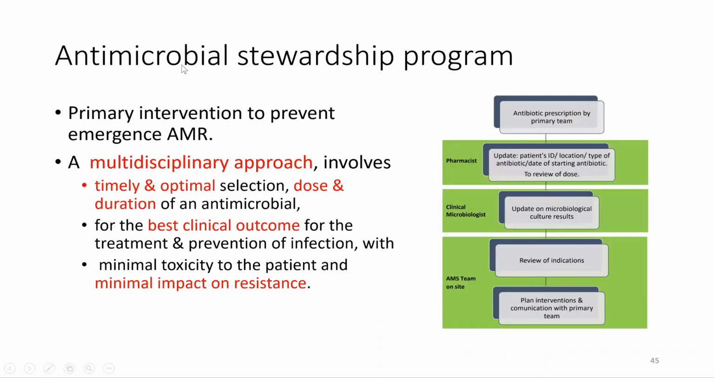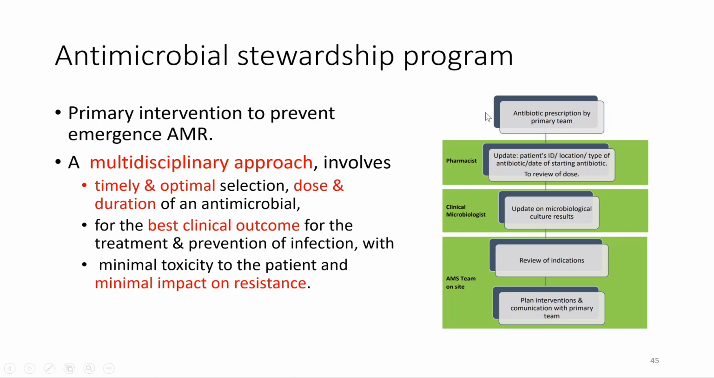So I've also wanted to highlight the antimicrobial stewardship program. This is basically a program that I think virtually every established hospital in Malaysia should have inside their facility, including us in SASMAC. The antimicrobial stewardship program aims to prevent the emergence of antibiotic resistance. It is basically a multidisciplinary approach which involves timely and optimal selection, dosing, and duration of antibiotics for the best clinical outcome of the patient, to prevent toxicity and with minimal impact on resistance.